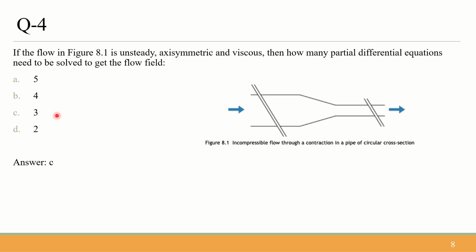Why is it so? Here it is mentioned as unsteady, axisymmetric and viscous. Because we are considering an axisymmetric problem, we are neglecting one direction, and therefore we are left with 3 minus 1 directions. So we have two momentum conservation equations and one continuity equation. On that basis, we have three partial differential equations. So option C, 3, is the right answer. We'll now look at question 5.